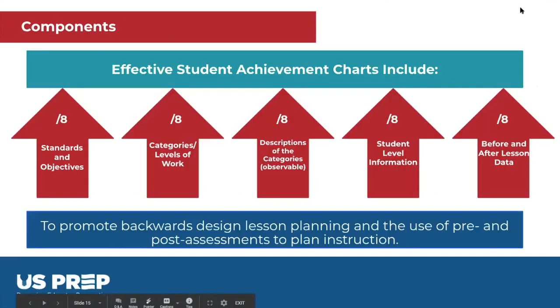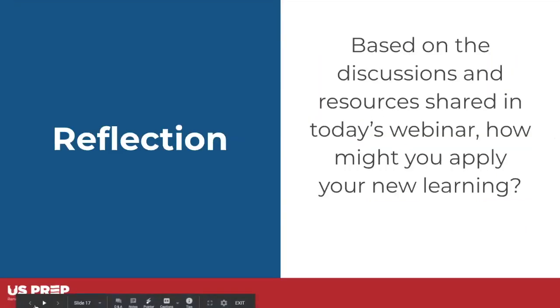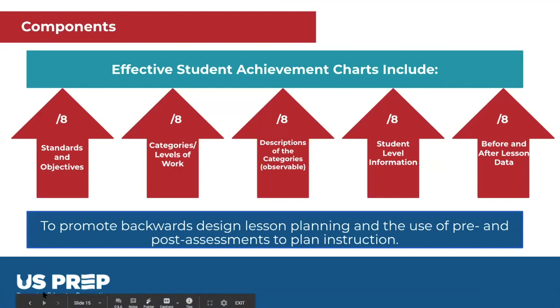So we took a look at all of those slides and some of those components that our USPREP members were catching. And here's what we heard. 1 out of 8 of our breakout groups were talking about the component of standards and objectives really benefiting a teacher candidate as they planned instruction. 3 out of 8 of our breakout groups listed categories or levels of work. 2 out of 8 of our breakout groups talked about the importance of the description of categories. Some groups even talked about the importance of being measurable and observable.